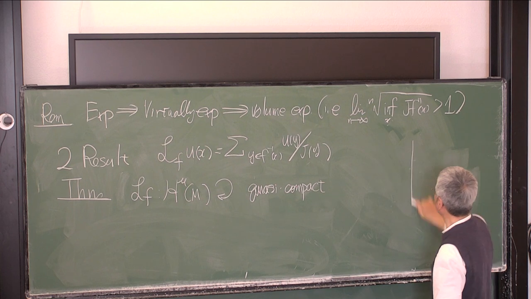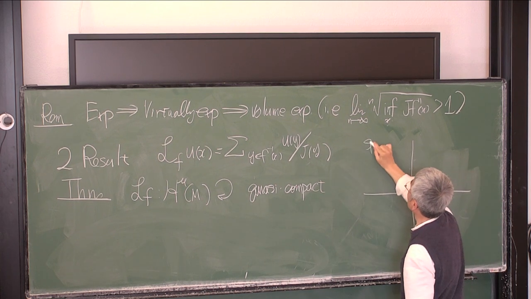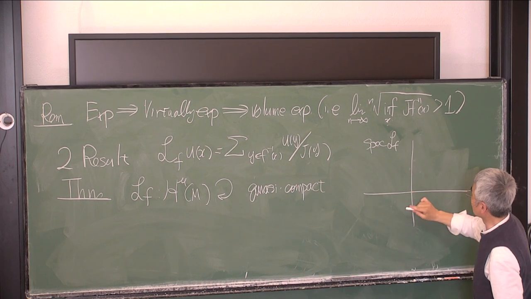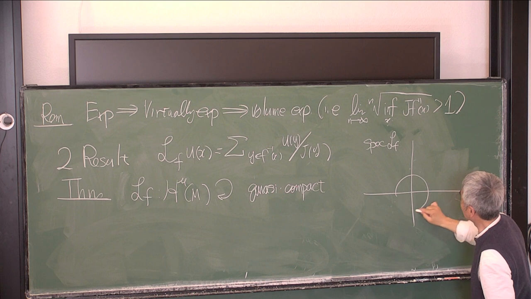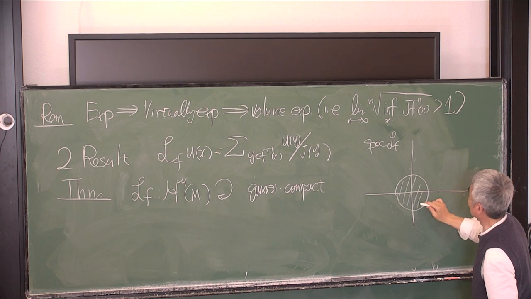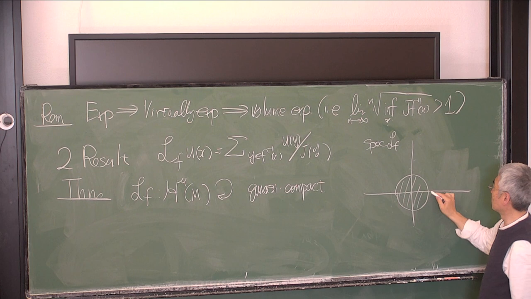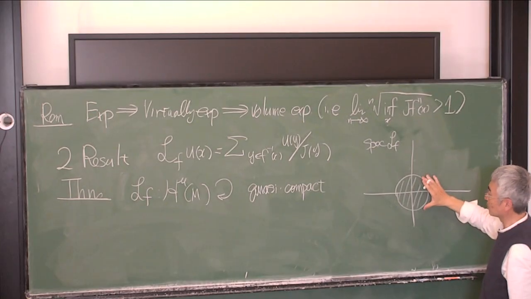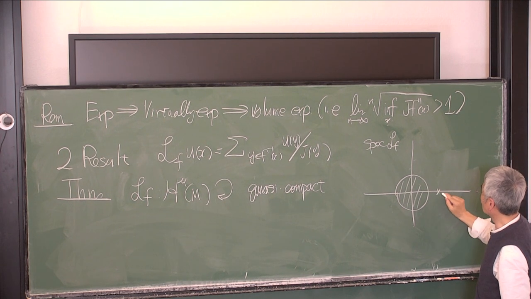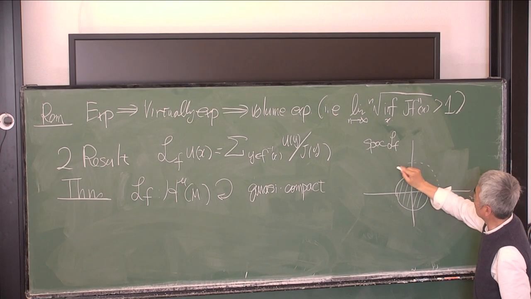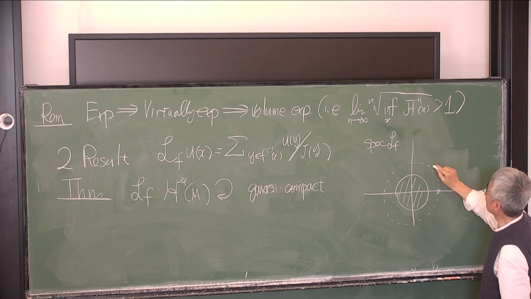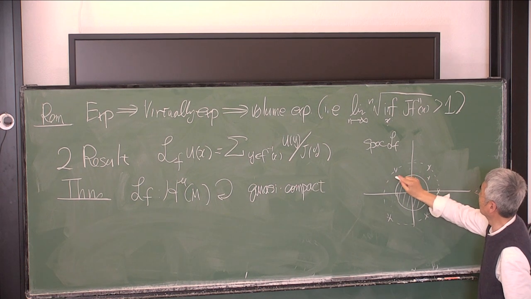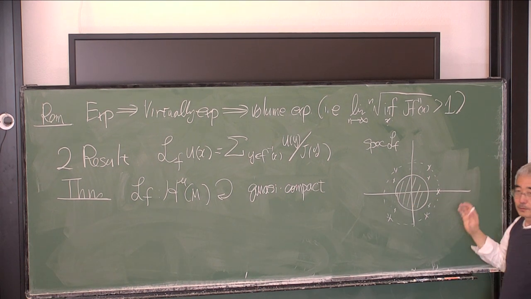So the spectrum of L f looks like this. So here this is the essential spectrum. Okay. The essential spectrum is contained in some ball of radius smaller than one. And then there is a spectrum here. And there may be some spectrum here, but they are discrete and of finite multiplicity.